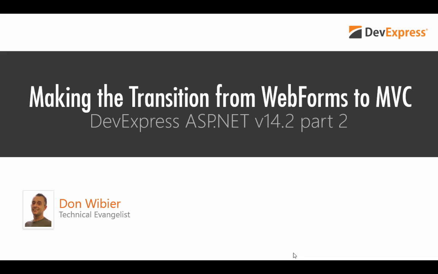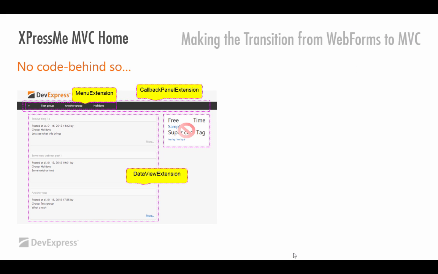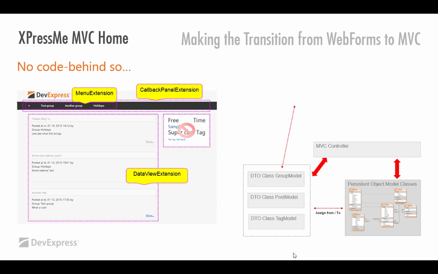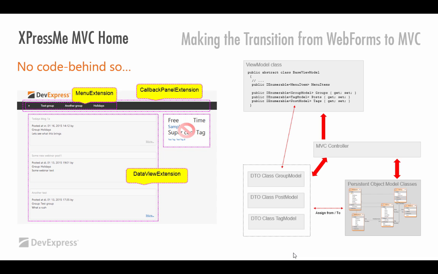Welcome to the second part of the webinar Making the Transition from WebForms to MVC. In the first part I've set up the layout razor template for the global look and feel of the ExpressMe MVC version. I've also shown and built the architecture of the application by setting up a small reusable hierarchy for the controllers, the DTO classes and the view model classes.